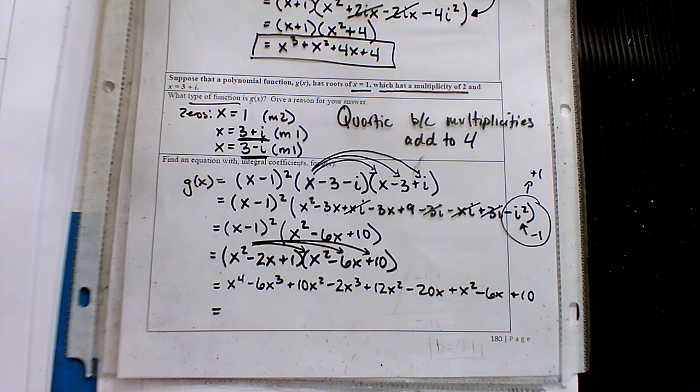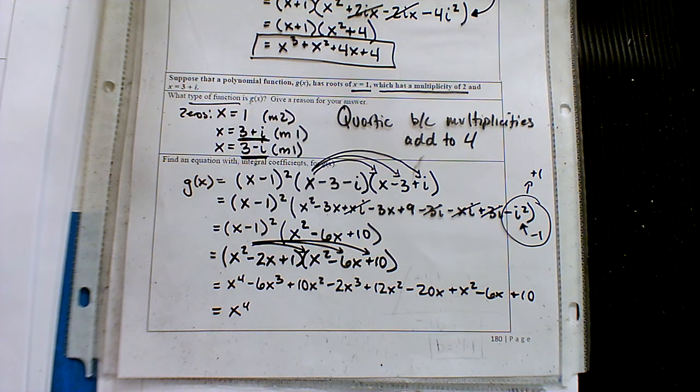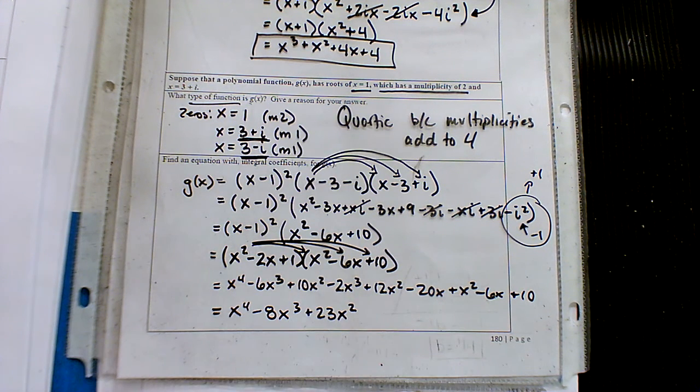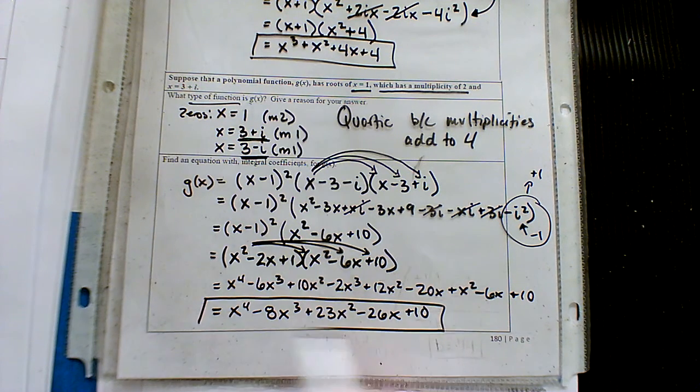All right, so all the parentheses are gone, and then lastly we can probably just combine like terms. We just have 1x to the 4th, which is quartic, by the way, like we anticipated, so we know we're doing something right. Negative 3x cubed, negative 2x cubed, so negative 8. 10x squared, 12 and 1, so 23. Negative 20x and negative 6, so negative 26. And then plus 10 on the end. There we go.